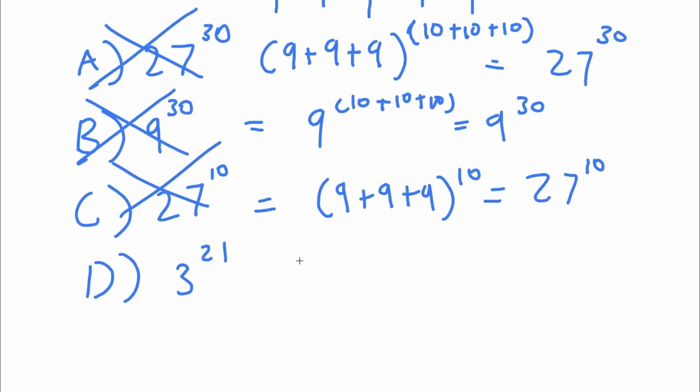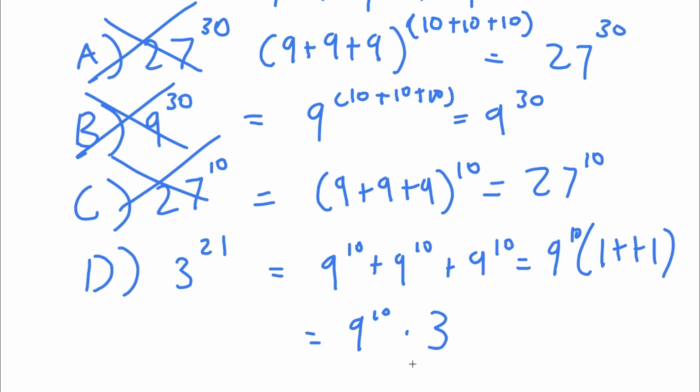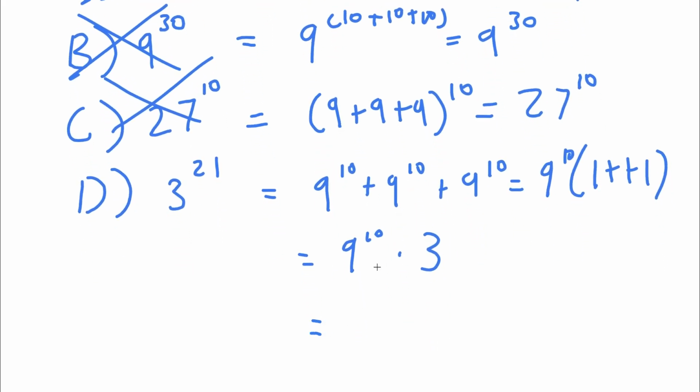And how I do this is I first start with 9 to the power of 10 plus 9 to the power of 10 plus 9 to the power of 10. Now I'm going to factor out 9 to the power of 10 from this. So I get 9 to the power of 10 times 1 plus 1 plus 1. Now, 1 plus 1 plus 1, that's 3, so I get 9 to the power of 10 times 3. Now, 9 is the same thing as 3 to the power of 2, so I have 3 to the power of 2 to the power of 10 times 3.